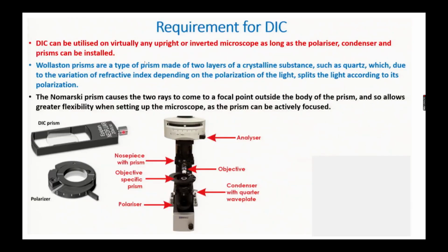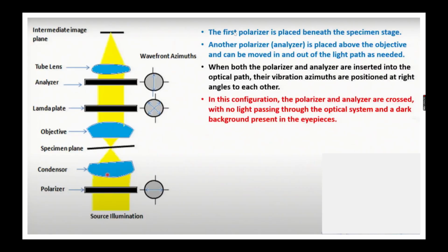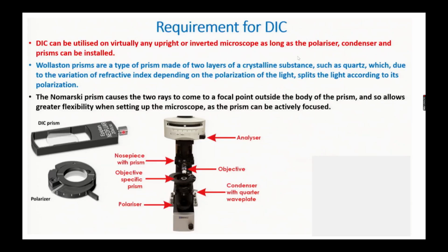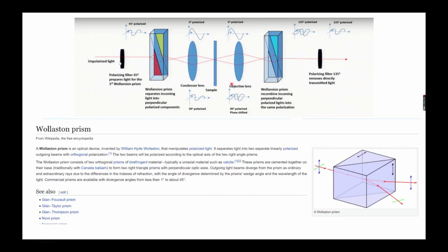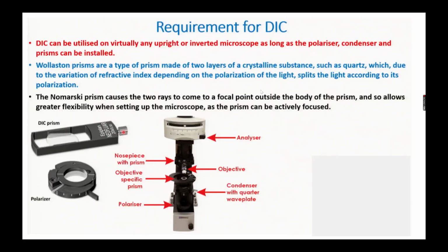This is from polarized microscopy, and this is the requirement in the DIC. We have also seen that we are using a polarizer, as I showed a few slides back. This is the polarizing filter, and it is also at the end. So in the DIC also we are using a polarizing filter to generate polarized light. So the right answer will be DIC and polarized microscopy.